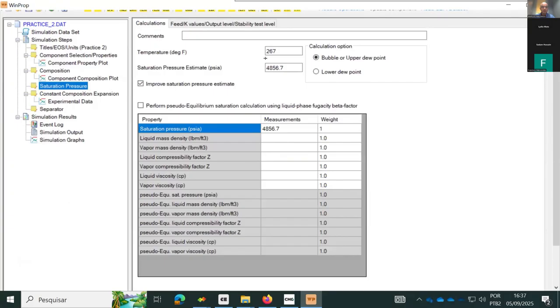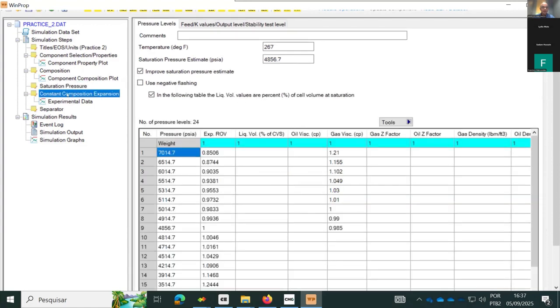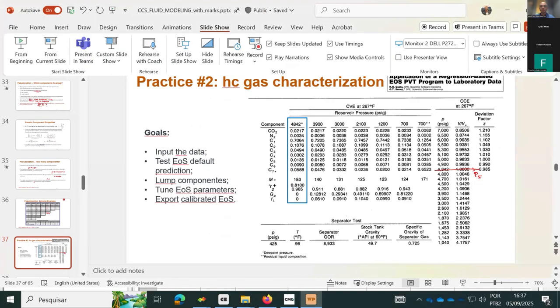The saturation pressure in this case is a dew pressure because it's a gas mixture. Include the atmospheric pressure is 4,856 psi, in absolute pressure. I include a CCE, a constant composition expansion, and I have two pieces of data from this lab experiment. I have the relative volume and the gas viscosity. In this case, I have the gas viscosity measured by the experiment.